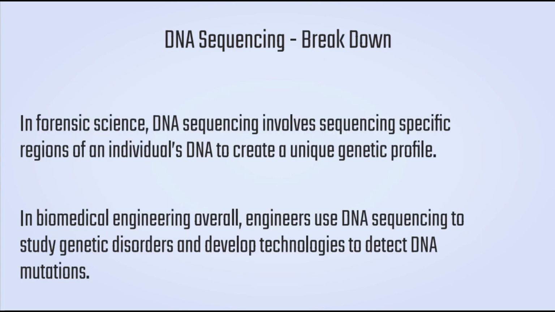DNA sequencing, the breakdown. In forensic science, DNA sequencing involves sequencing specific regions of an individual's DNA to create a unique genetic profile. We'll explain it more later, but they'll take an unknown sample that they collected as evidence, use different techniques to elongate and separate the DNA, and then upload it into a database to try and find matches to create that genetic profile. In biomedical engineering, engineers use DNA sequencing to study genetic disorders and develop technologies to detect DNA mutations. So it's kind of similar to the forensic science field.